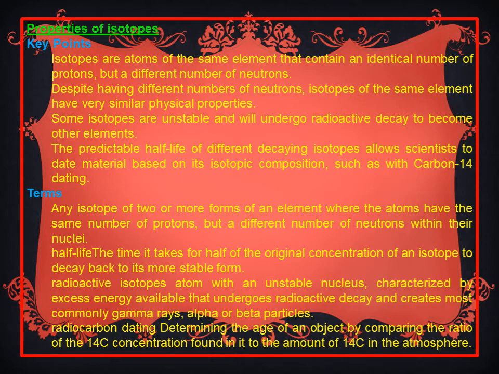Radiocarbon dating: determining the age of an object by comparing the ratio of the carbon 14 concentration found in it to the amount of carbon 14 in the atmosphere.